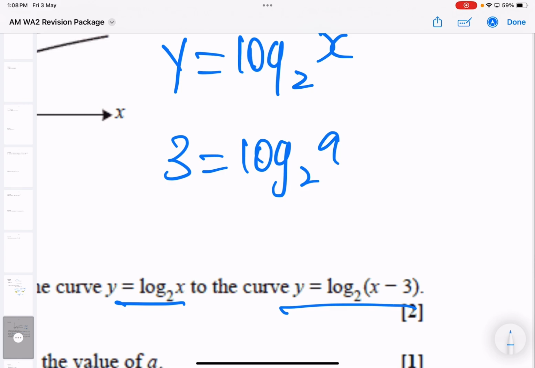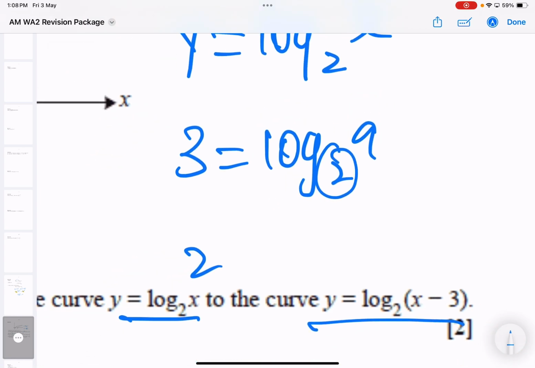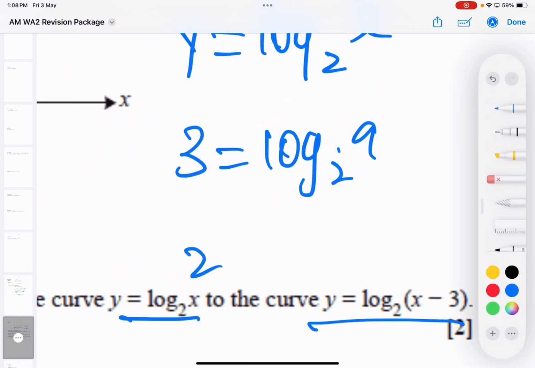So what is the value of a? This one, please, if you get this wrong, I don't know what to say. You must be able to convert this into the exponent form. How to convert? Base 2 to the power of what? Gabriel, this one is what? Look up here. How do I convert this to the exponent form? Base 2 to the power of what?